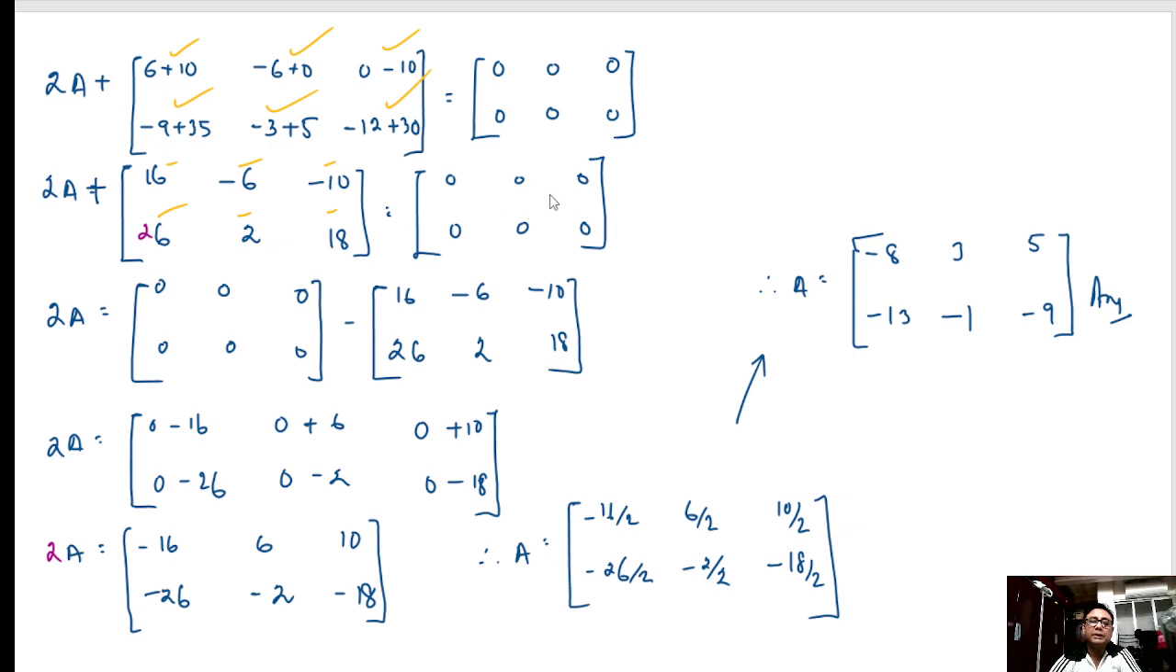Now 2A, so this minus this, now we will subtract these two. So 0 minus 16. We are subtracting the same positions, and we are getting these values. So what is A? Now A will be every value divided by 2. So these are the final answers. So this is our matrix A, which we are supposed to find. Clear? So friends, let's see the next one.